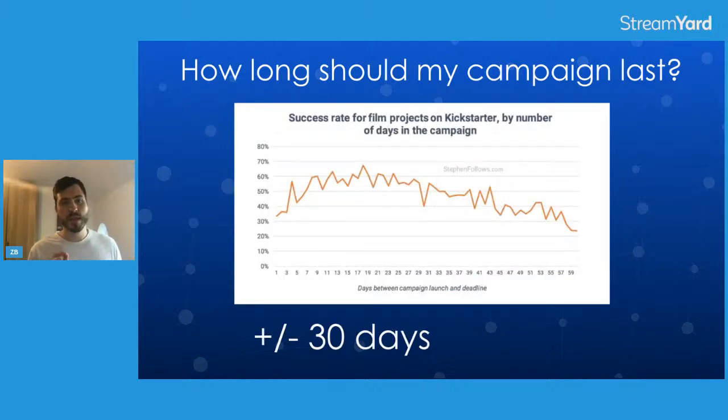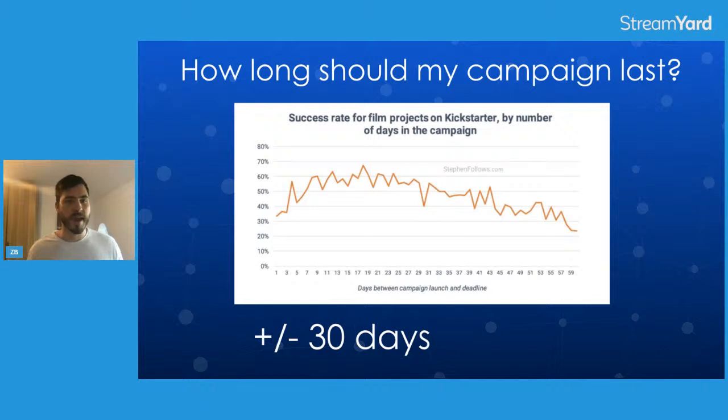And I say about 30 days because what you really want to do is take the Tuesday that you are launching your crowdfunding campaign, and then find the nearest Friday to being 30 days away from that Tuesday, and end that campaign on that Friday. So it's about 30 days.